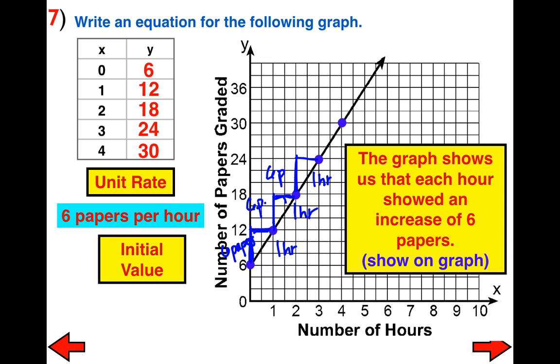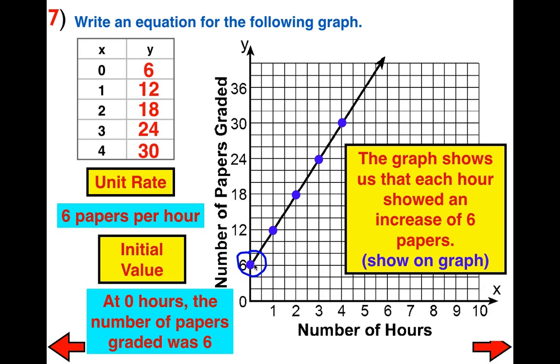Our initial value, if we take a look at where it started, you can say by 0 hours there was 6 papers already graded. So I'm going to say at 0 hours the number of papers graded was 6. Again, you can say by 0 hours there was already 6 papers graded. There are slight variations, but as long as it means the same thing, it's going to be right.